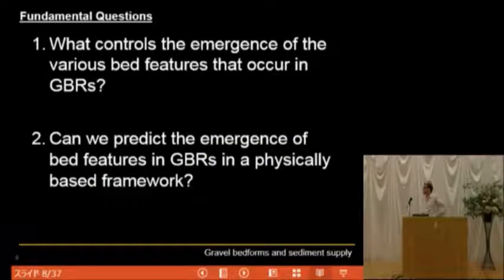So I think a couple of fundamental questions emerge here, and that is what controls the emergence of these different bed features in gravel bed rivers. And the other fundamental question I want to get at here is, can we predict the emergence of these bed features in gravel bed rivers in some physically based framework?